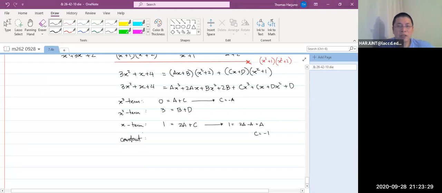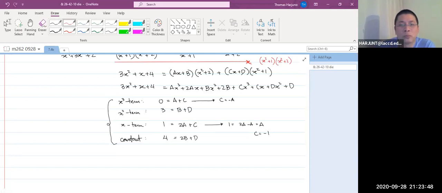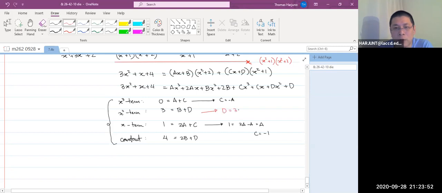And then the constant term. Oh, by the way, don't try to skip steps. Organize that. Only on the last couple of steps, if you want to skip steps, go ahead. But I do not recommend doing it too early. The constant term gives 2b plus d equals 4. So d equals 3 minus b.